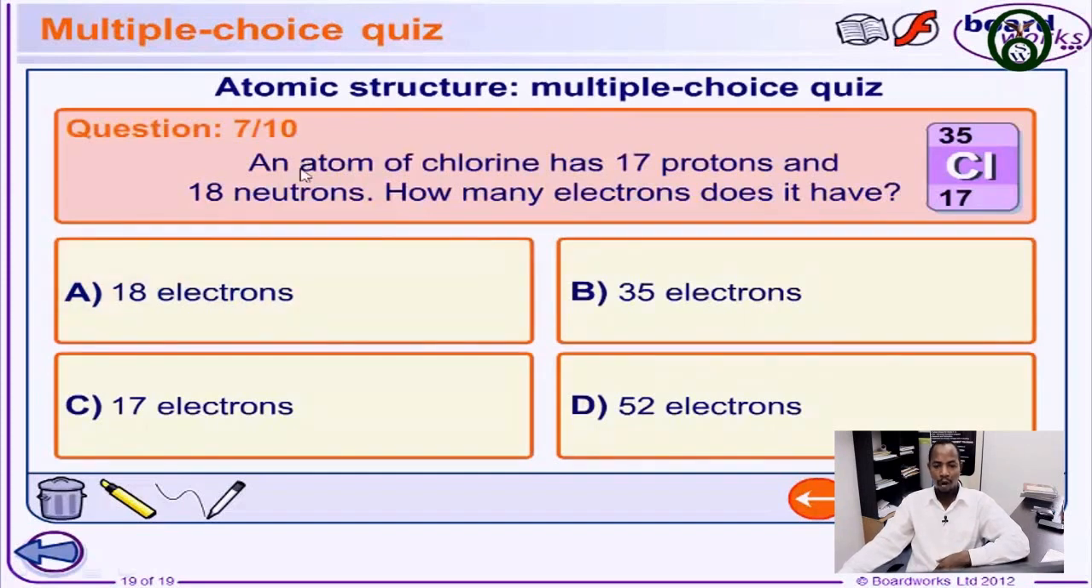An atom of chlorine has 17 protons and 18 neutrons. How many electrons does it have? We said the number of protons equals the number of electrons. If the number of protons is 17, it therefore means the number of electrons is also 17, right? That's great. So you can see how it works.